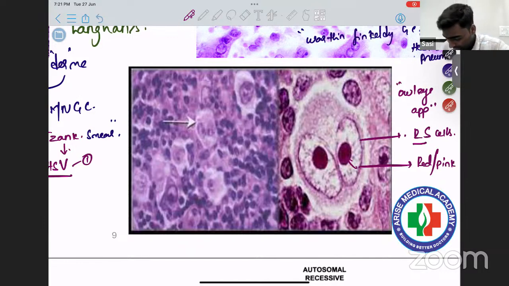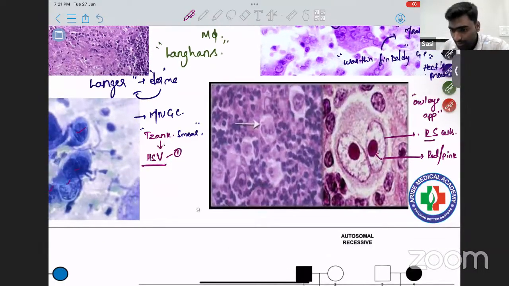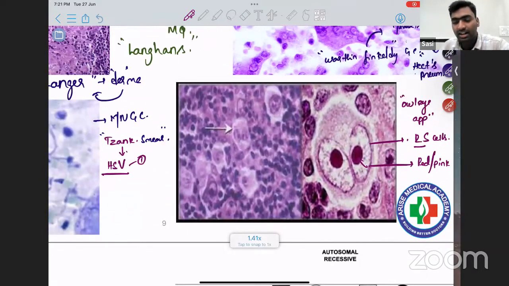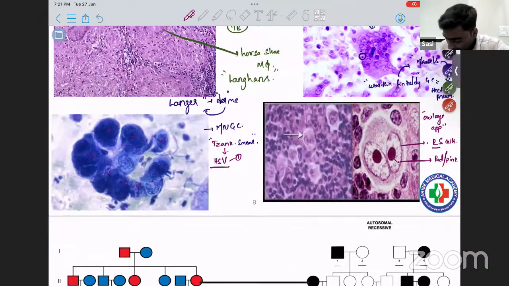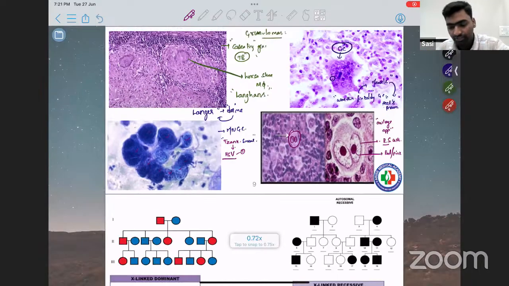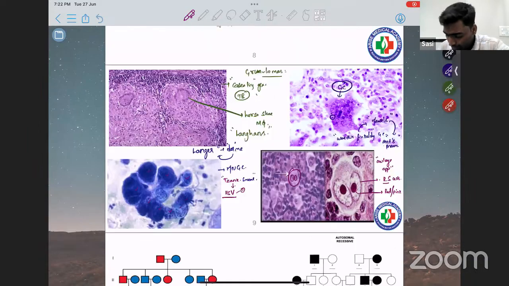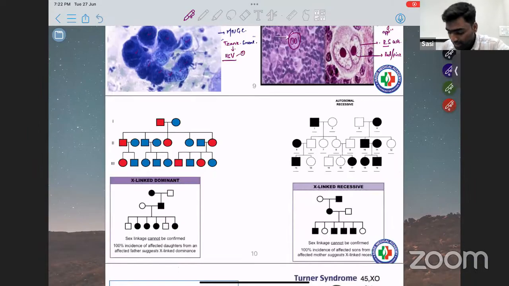Okay, fine. Next one, you can see this one. Don't confuse between these RS cells and the CMV one. In a case of Reed-Sternberg cells, it will be in pink color, whereas in a case of CMV owl's eye cells, it will be blue in color, or basophilic in nature. Yeah, that's correct. We can see Reed-Sternberg cells in a case of Hodgkin's lymphoma. And these are about the granulomas you need to remember.